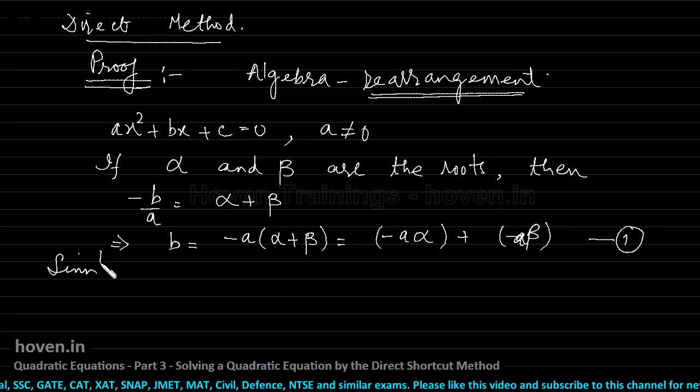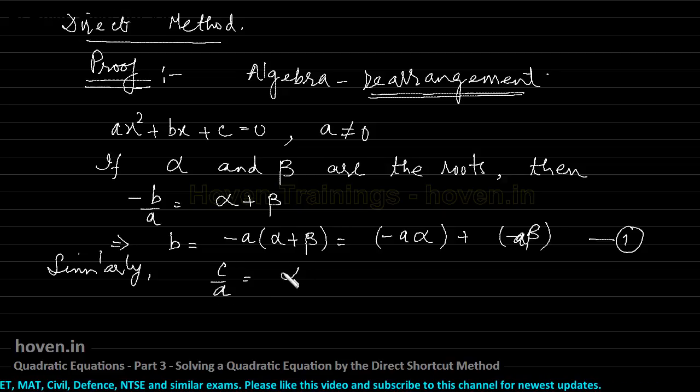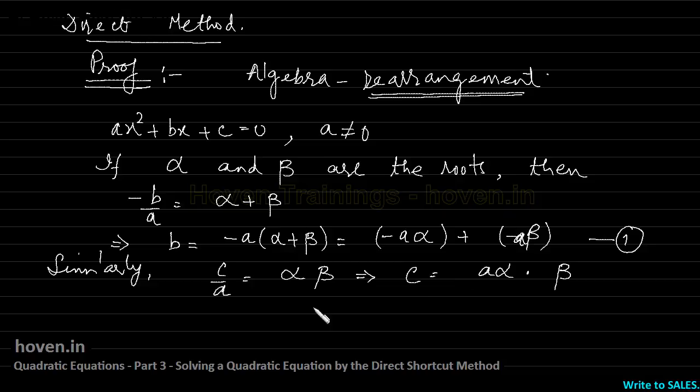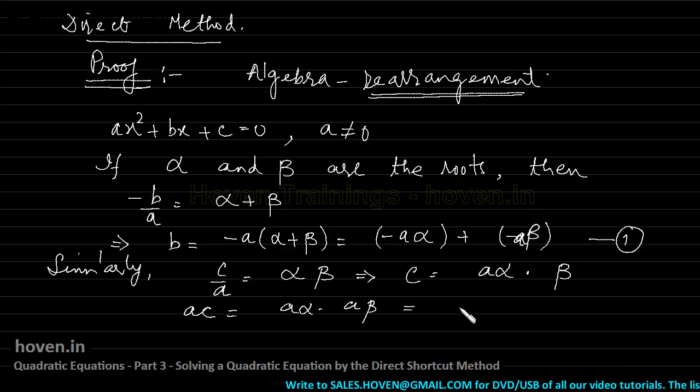Similarly, we have seen that C by A is equal to alpha into beta. The product of the roots is equal to C by A, which can be written as C is equal to A alpha into beta. I have taken A to the other side. Let me bring A for beta also, so I will multiply both sides by A. This looks like AC equals A alpha times A beta. So I can write it like this also.